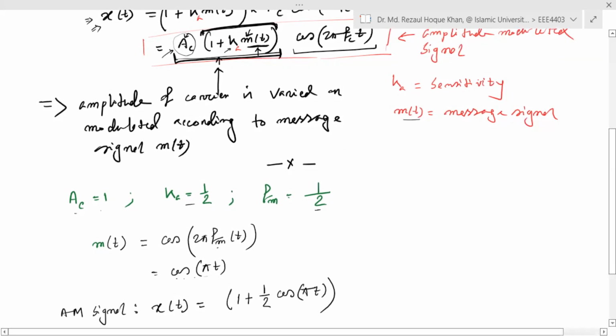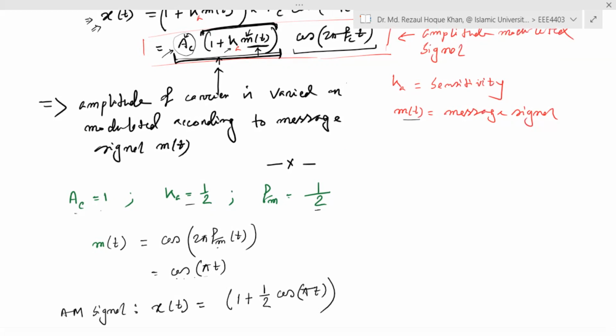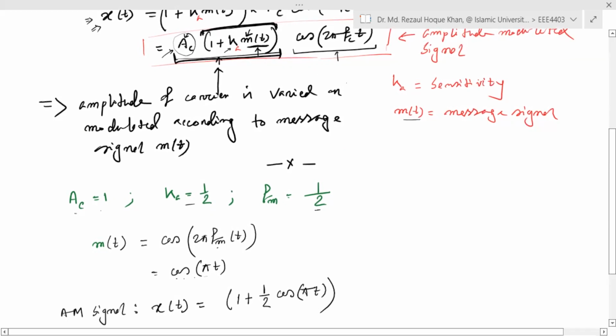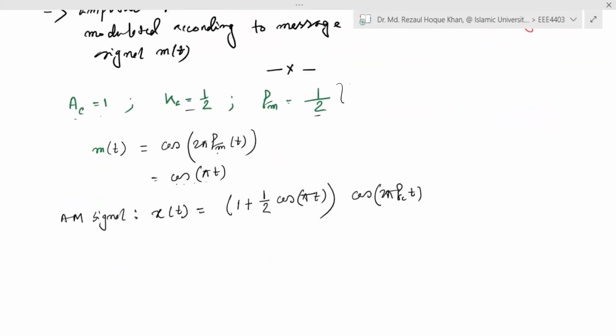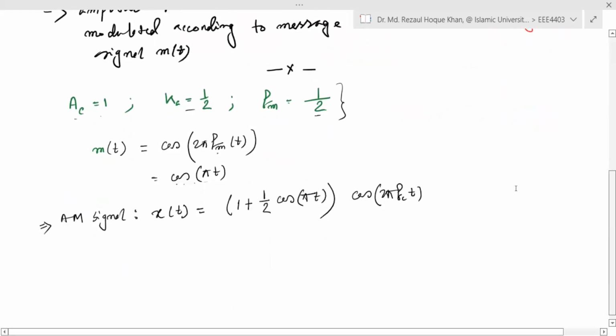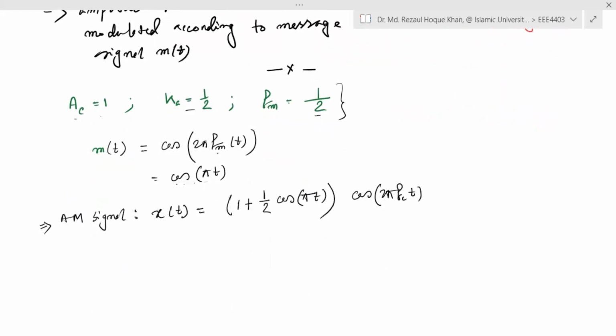Okay, this is our message. And this portion remains, so cos 2 pi fct. Our carrier is multiplied. Okay, so if this is the case, then we can rewrite the xt here, right? Okay, this is actually our modulated signal.